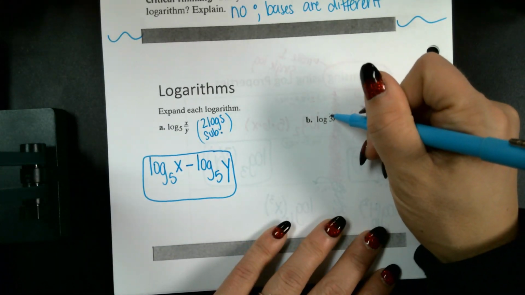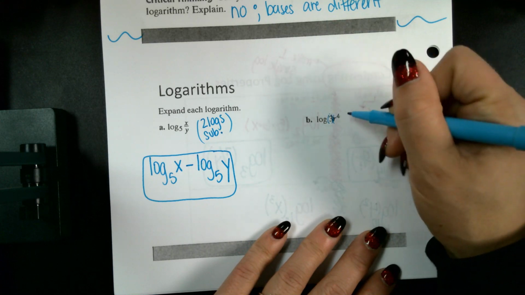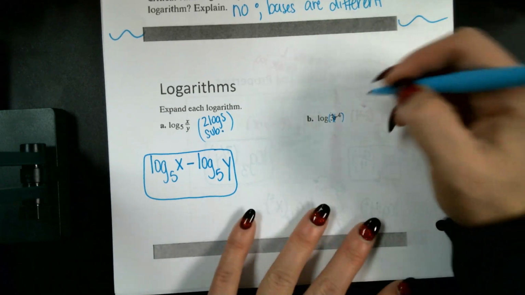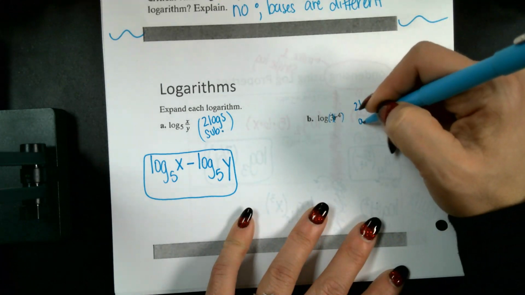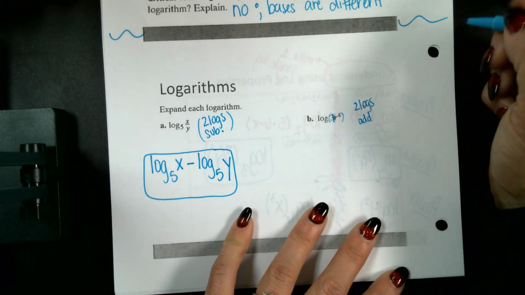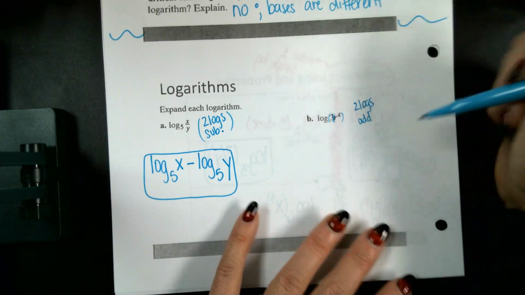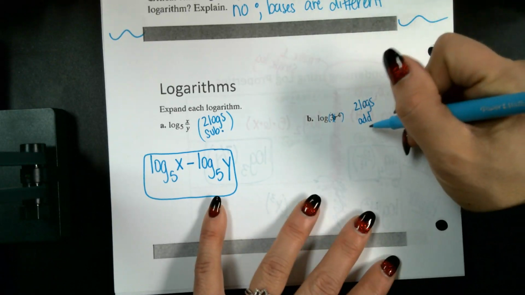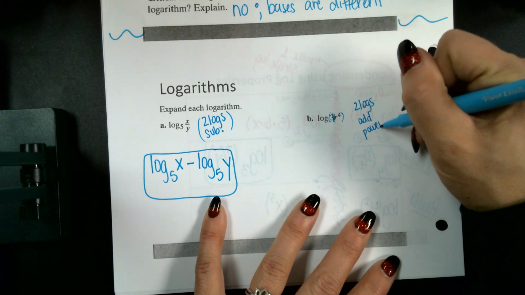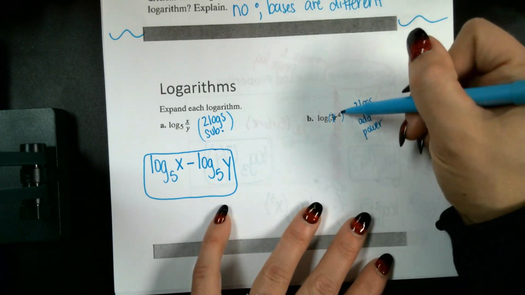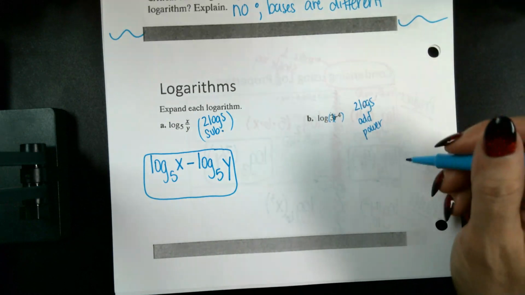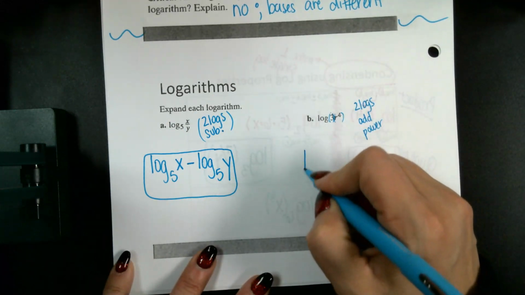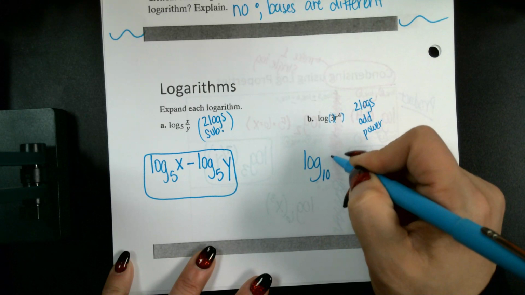So 3 times r, right? So it is multiplication. So when we do our 2 logs, multiplication gets turned into addition, right? And doesn't the r have an exponent? So isn't there also the power property here? And when you have an exponent, where will the exponent move? Up front. Okay, so my first log is log base 10 of 3.